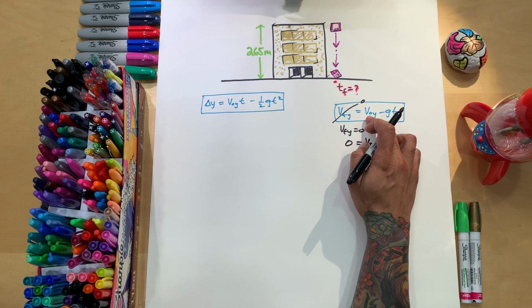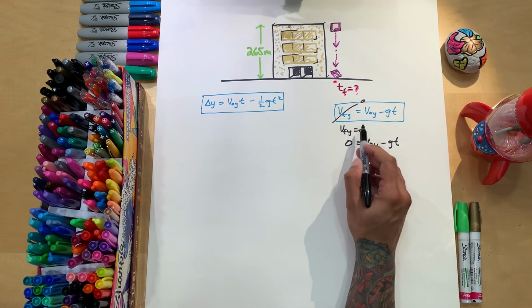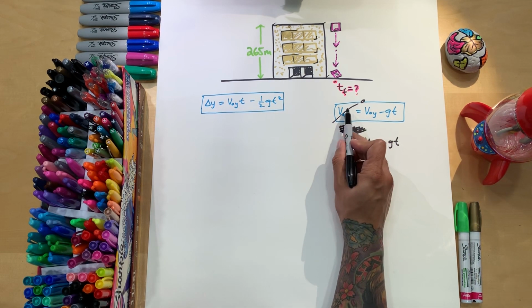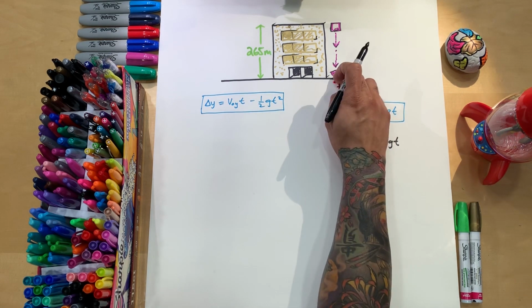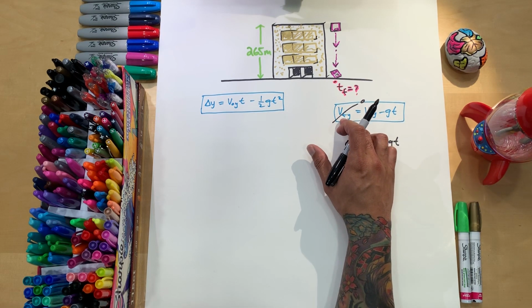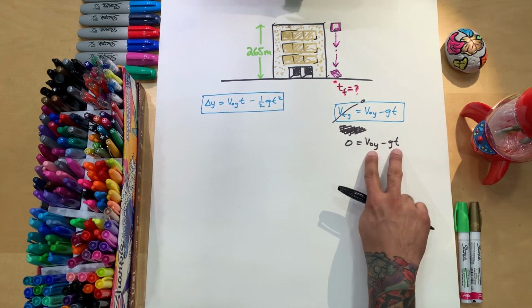velocity initial in the Y minus gt. This might have been a little confusing, so I'm just going to scratch this out. This was just saying this is 0, like I did here. So velocity final, when the phone splatters, it cracks, whatever, is 0. And velocity initial in the Y minus gt is left.